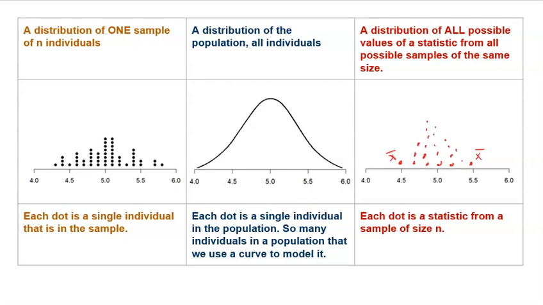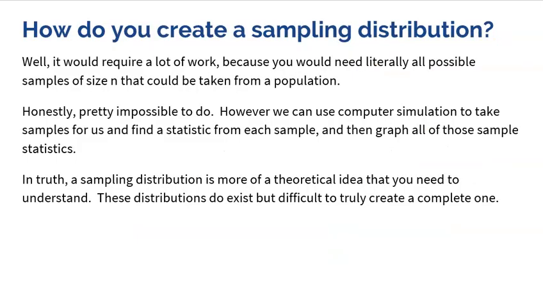You might be getting bored with this, but I know as many times as I can explain this to you, the more you'll get it, okay? All right, so how do you create a sampling distribution? Because if you've been listening to me, I'm telling you it's pretty much impossible. Well, it does require a lot of work because you would literally need to know all possible samples of size n taken from the population. And honestly, it's pretty impossible to do.